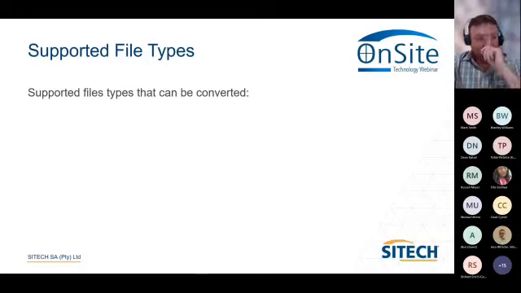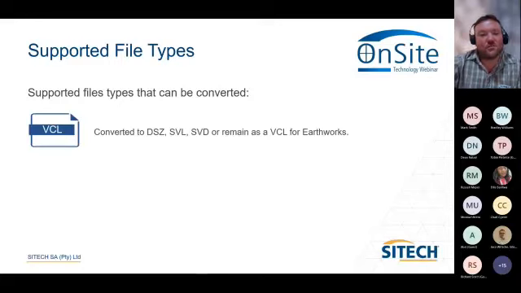Okay, so now what files do you need to bring into File Flipper to be able to use it for your machines? Like already explained, a VCL file: File Flipper will just take that VCL file and put it in the correct file structure.